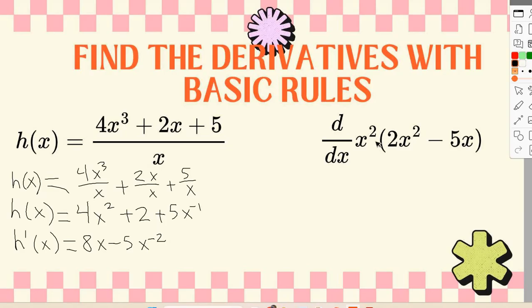Alright, and then on this last one, we have multiplication. We do not have a multiplication rule yet. So what might I want to do? Distribute. Cool. So same thing, I haven't taken my derivative yet, just like with our limit. I can't drop my derivative symbol yet. But I have 2x to the 4th minus 5x to the 3rd. So now I can take the derivative of that.